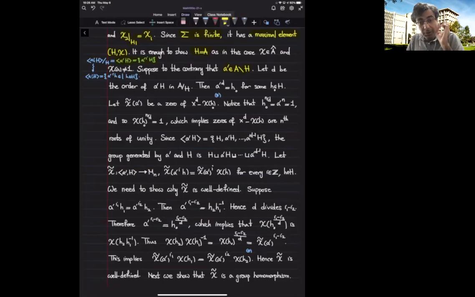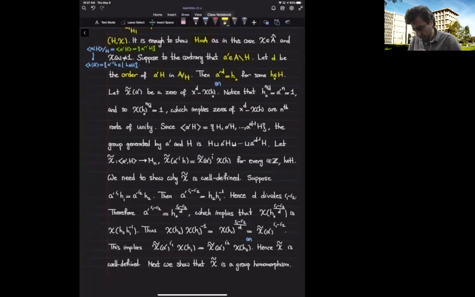Moreover, none of the smaller powers of A prime can be inside H, because if they were, then A prime H raised to that power would have been the identity of this quotient. So altogether, what I'm saying is, if D is the order of A prime H in the quotient, then A prime to the power D is some element of H, and none of the smaller powers of A prime belong to H.